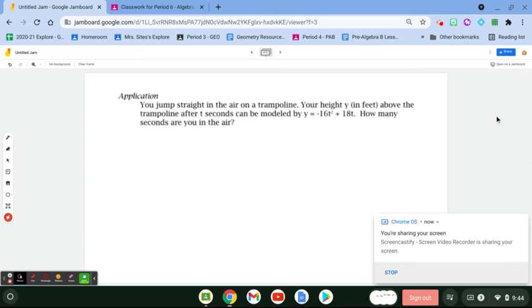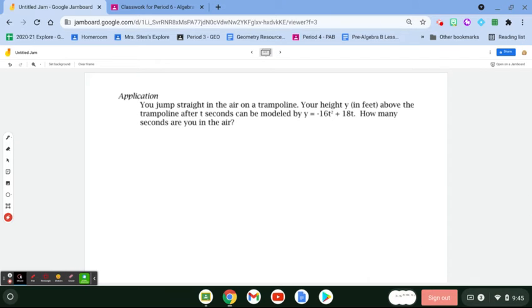Hi guys, so we're going to wrap up one more thing with greatest common factor with a word problem, and then we're going to jump into least common multiple. So with this application problem, it says you stand straight up in the air on a trampoline. Your height, y in feet above the trampoline after t seconds can be modeled by y equals negative 16t squared plus 18t. How many seconds are you in the air?